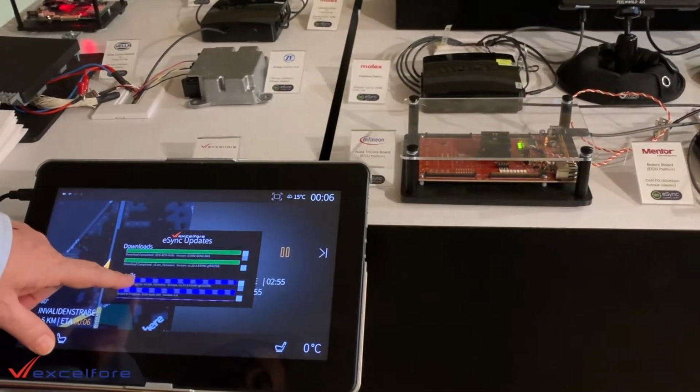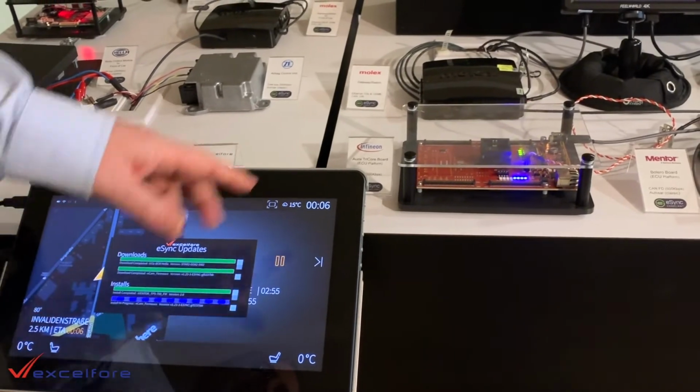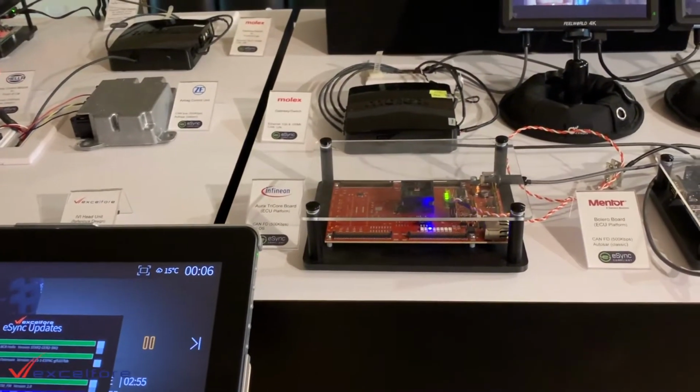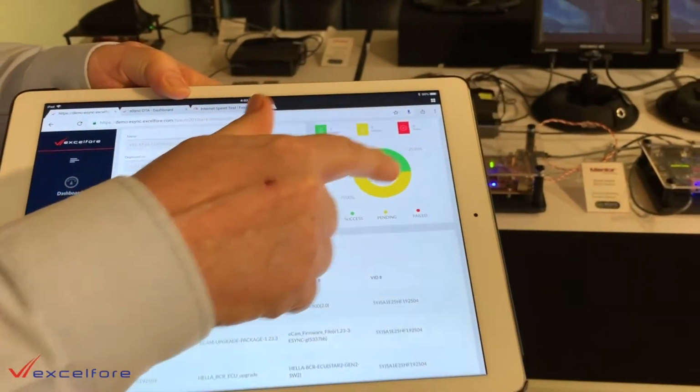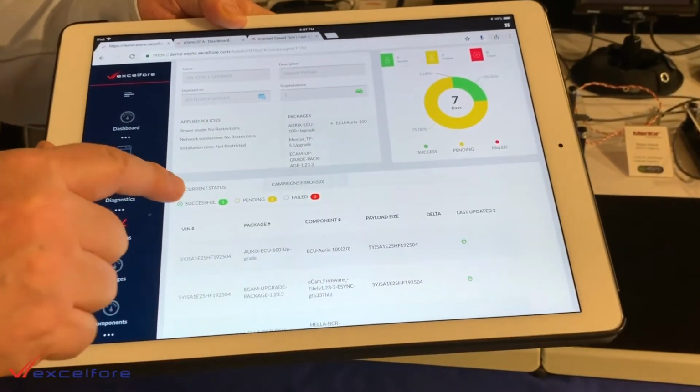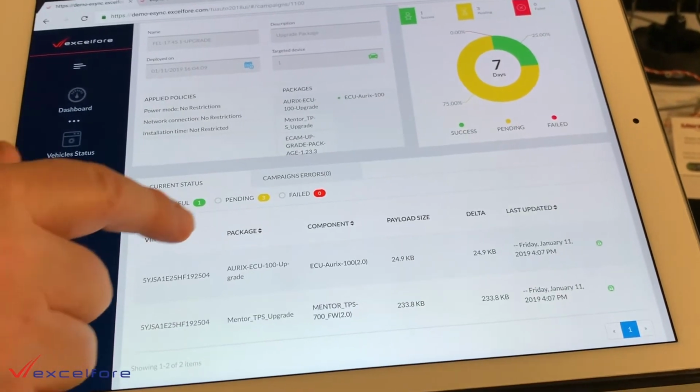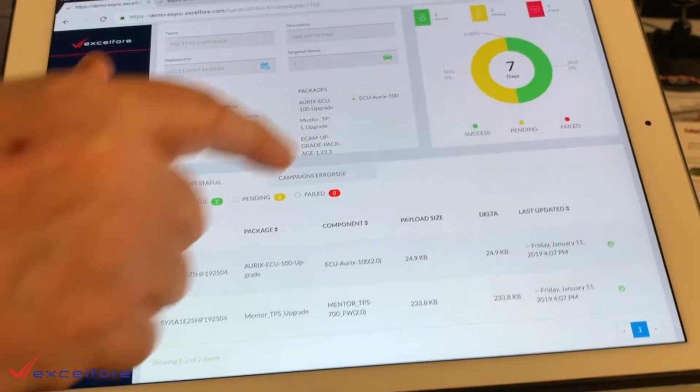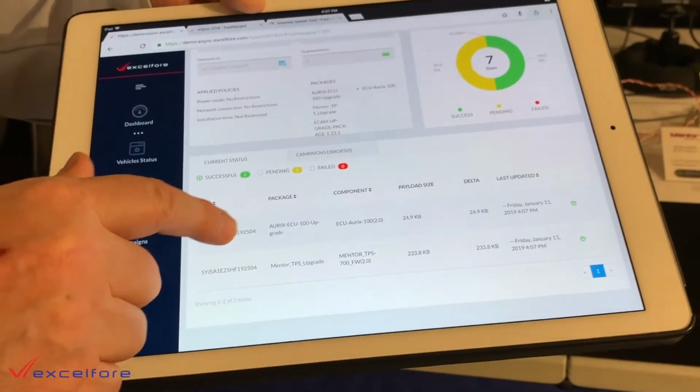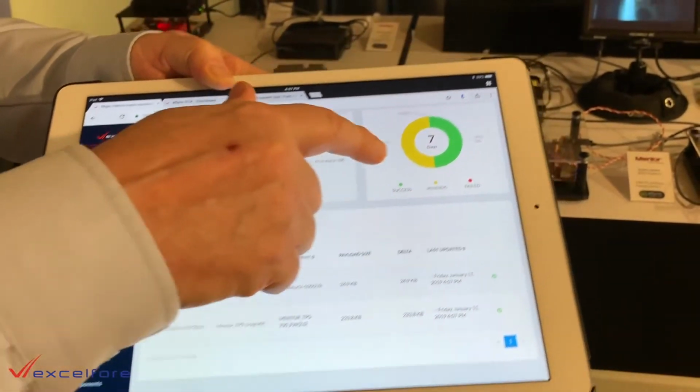We are still updating camera, Hella body control module, and Oryx platform. They are reflashing. From the server in the cloud, I can also observe 1 out of 4 components is now successful, and now we have 2 out of 4 components successful. Oryx is done and Mentor is done.